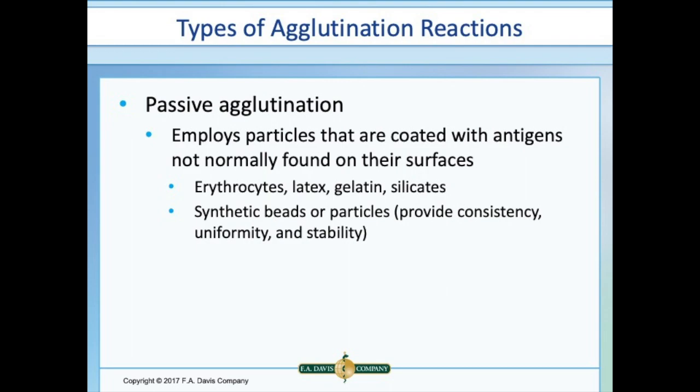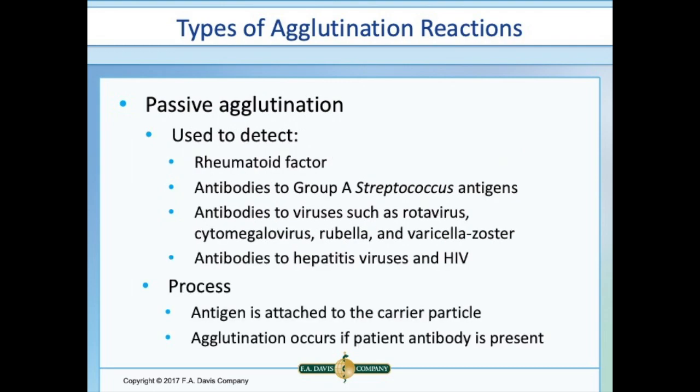But in serology, the most commonly used indicator are the latex particles. Okay? So these indicators could either be made up of synthetic beads or particles because it provides consistency, uniformity, and stability. So nowadays, aside from the ones that we've mentioned, gold nanoparticles are also being utilized, but it is actually not a type of agglutination reaction. Passive agglutination is also useful to detect rheumatoid factors, antibodies to group A streptococcus antigen. So that particular test is known as the ASO, or the anti-streptolysin O, antibodies to viruses such as rotavirus, cytomegalovirus, rubella, and varicella zoster virus, antibodies to hepatitis virus and HIV.